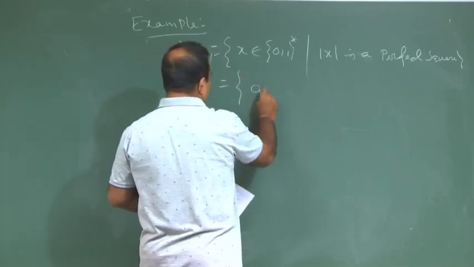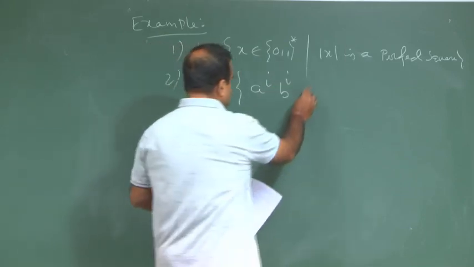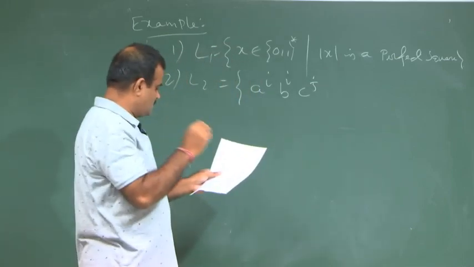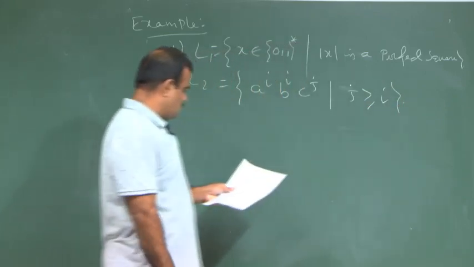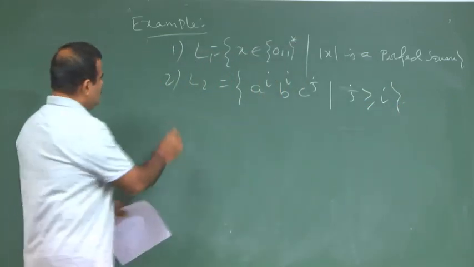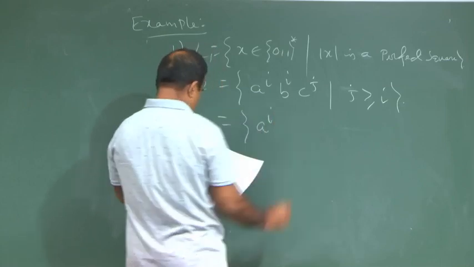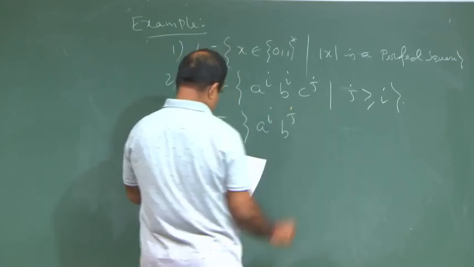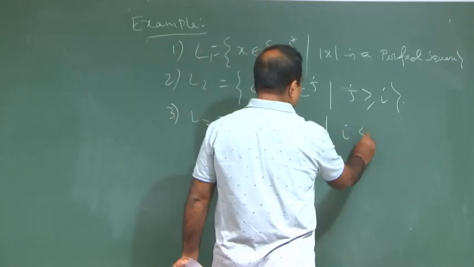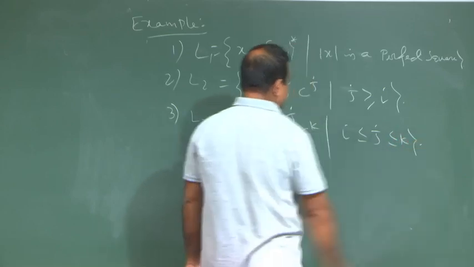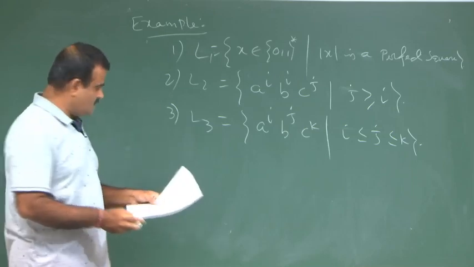Even a to the power i, b to the power i and c to the power j, where a, b, c are alphabets and j is greater than i, this is also not regular. So all these we can prove using pumping lemma. Also a to the power i, b to the power j and c to the power k, such that i is less than j less than k. Okay. So all these we can show are not regular languages.